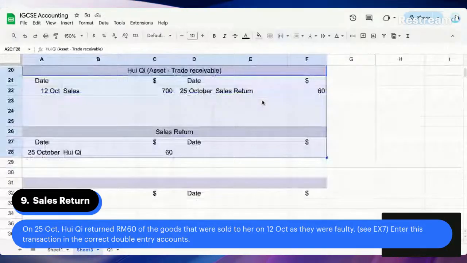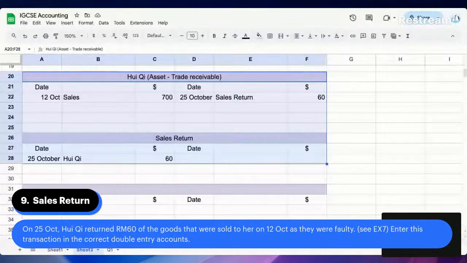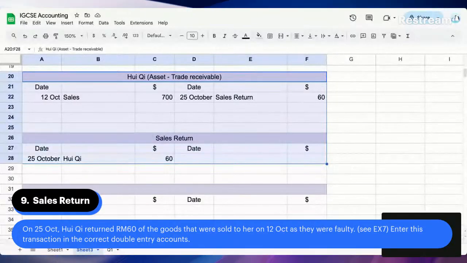So I think that's all for this particular video. We talked about purchase, sales, purchase return, and also sales return.